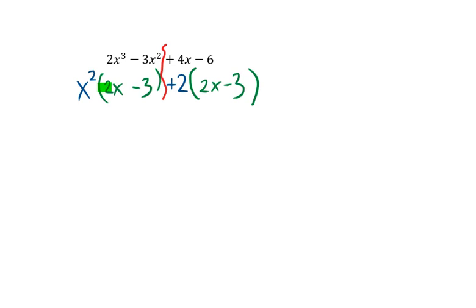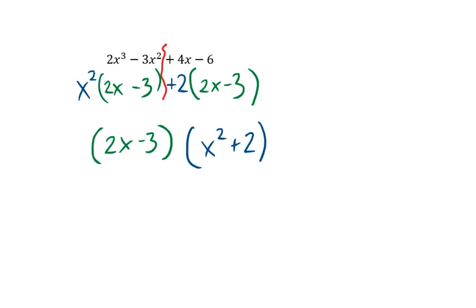I notice that I have a 2x minus 3 here and a 2x minus 3 here. That means factor by grouping works. So my total final answer after factor by grouping is 2x minus 3 times x squared plus 2. I should check to make sure it doesn't factor further. This doesn't. It's sum of squares almost, but it's not even that. This doesn't factor anymore.